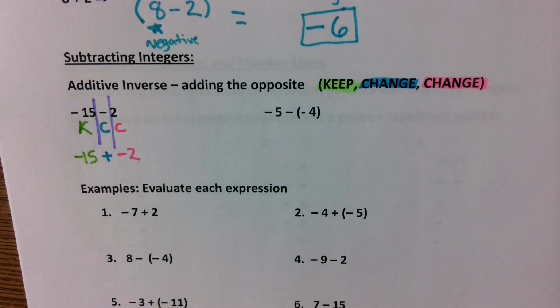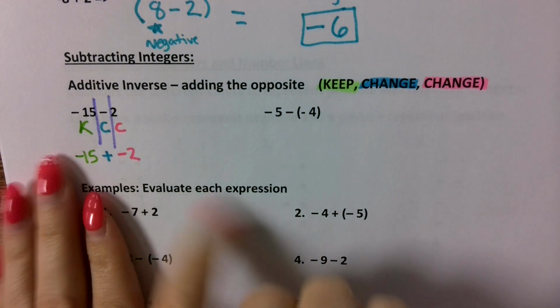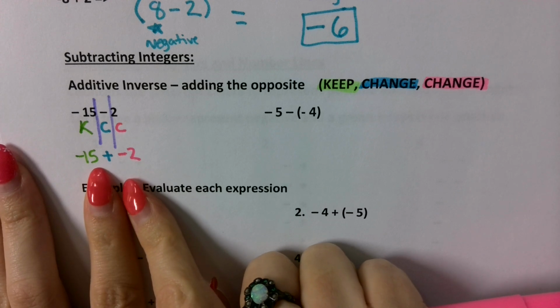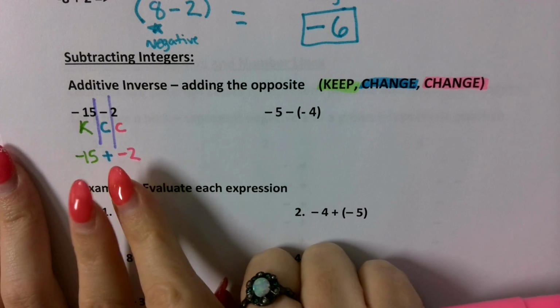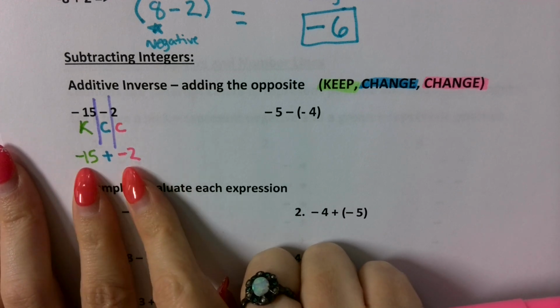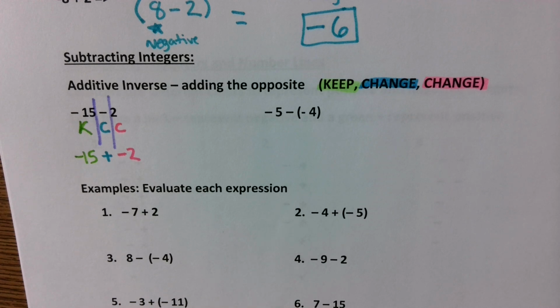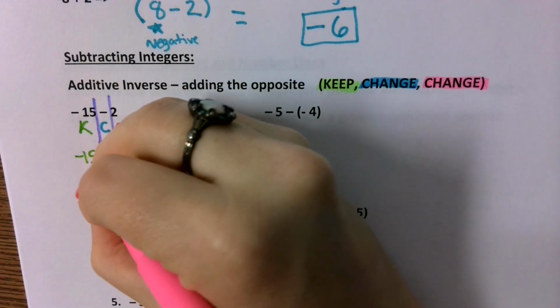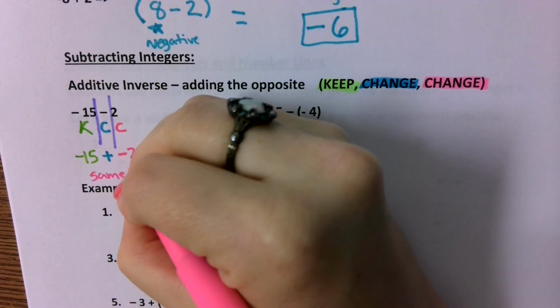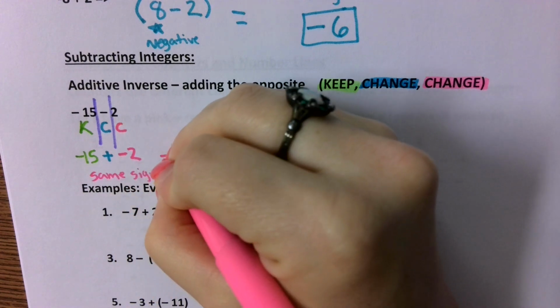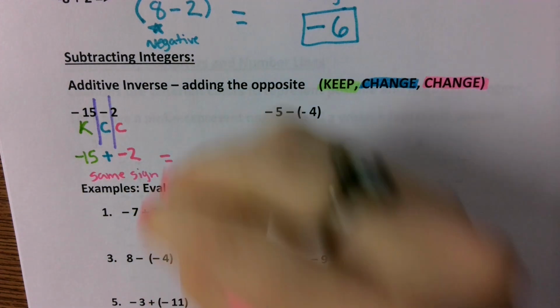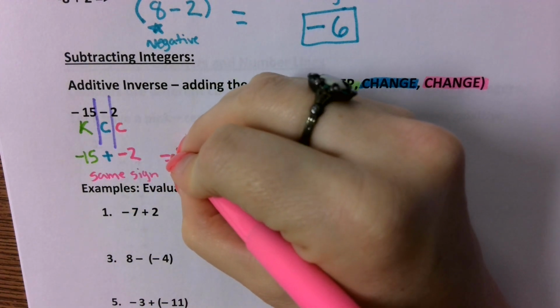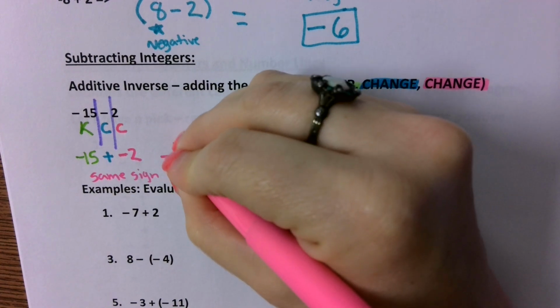So now we have it in its addition format. So we follow our addition rules. So we had 2 rules. Are these same signs or different signs? Same signs, right? They're both a negative sign, so we're just going to add and keep. And I'm going to write down underneath it that they are the same sign. So we're going to just add them and keep them. So that becomes a negative 17.